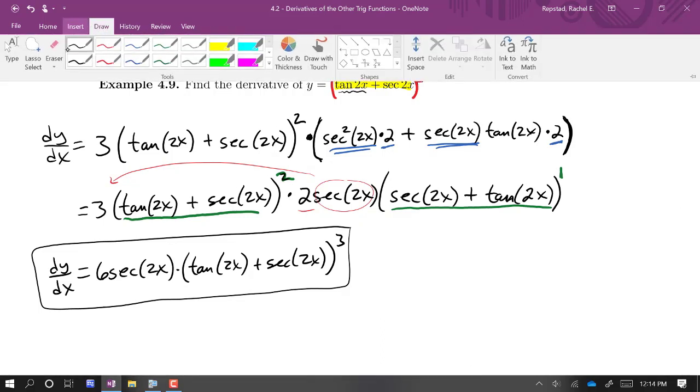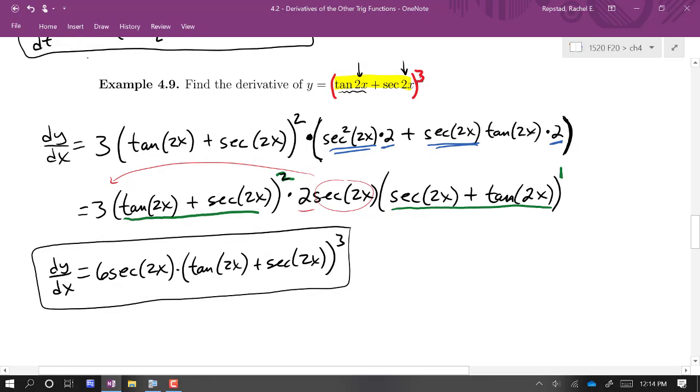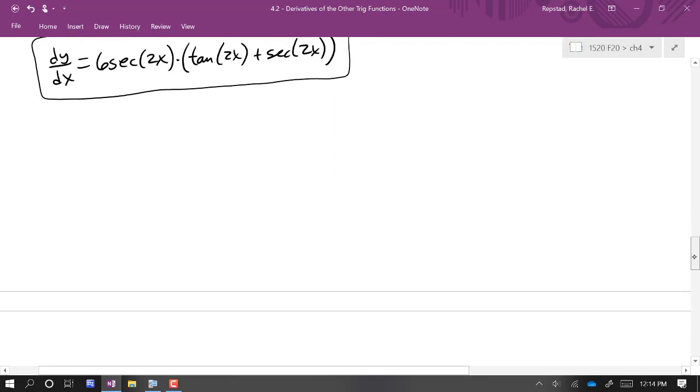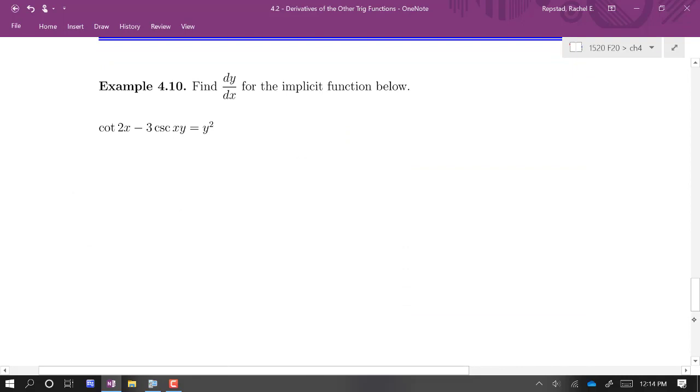Alright, so we've got some practice doing these derivatives of the other trig functions. Let's make it just a little bit more interesting, and we will do an implicit problem. So here we have an equation that defines an implicit relation between x and y, and we want to find dy/dx. So I've got cotan of 2x, so there's the argument inside cotan, minus 3 times cosecant of x times y equals y squared.